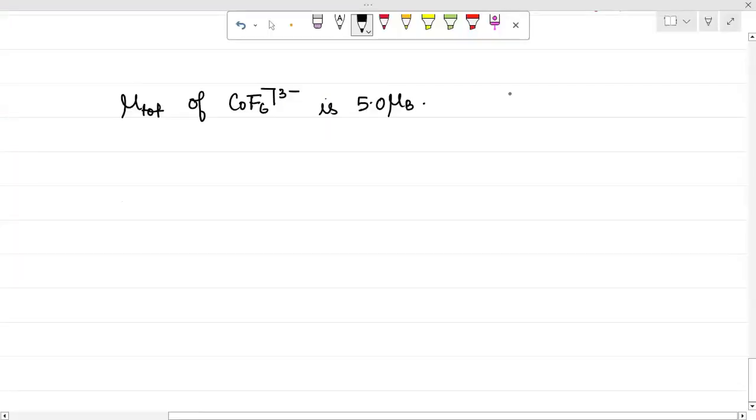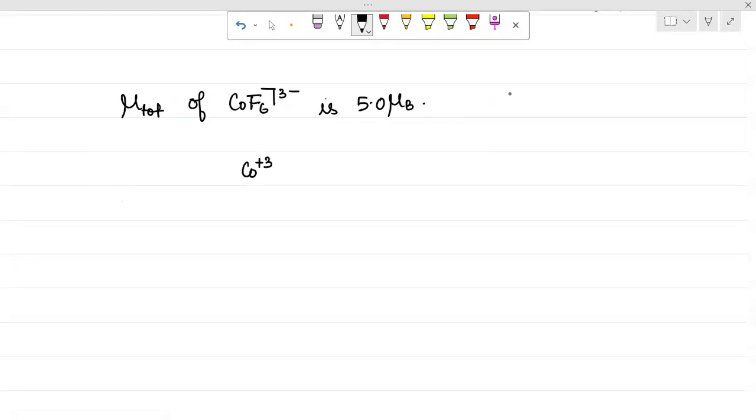So here we know that cobalt is in the +3 oxidation state. Fluoride with cobalt will act as a weak field ligand, and the way you will distribute your electrons, which corresponds to a configuration of d6 in t2g and eg, is 1, 2, 3. Fluoride acts as a weak field ligand, so 4, 5, 6. This is how you are going to fill the electrons.